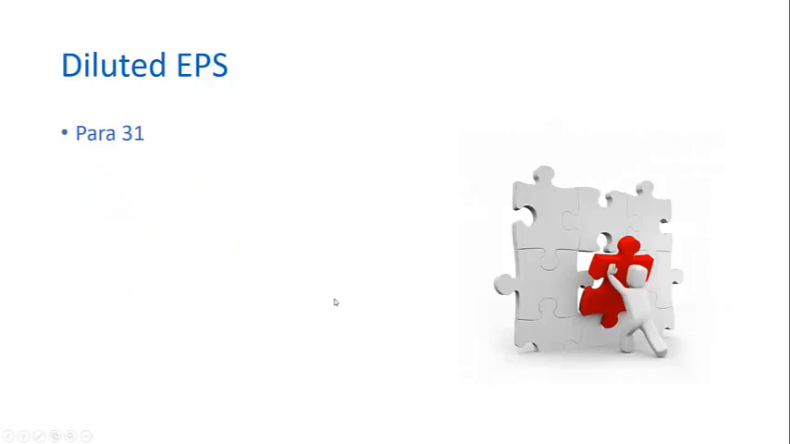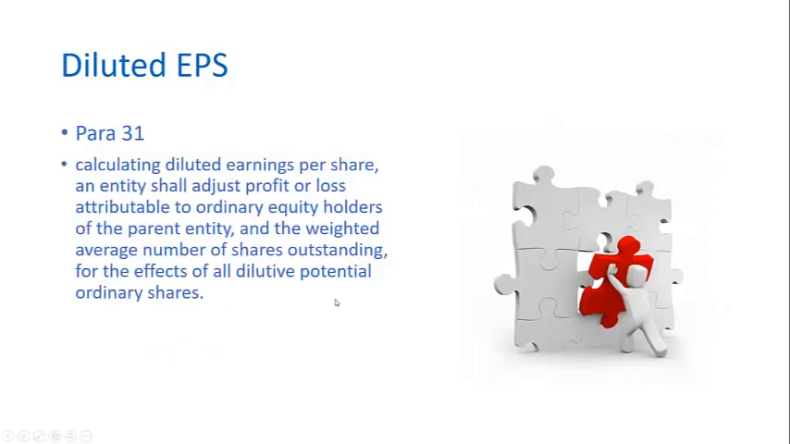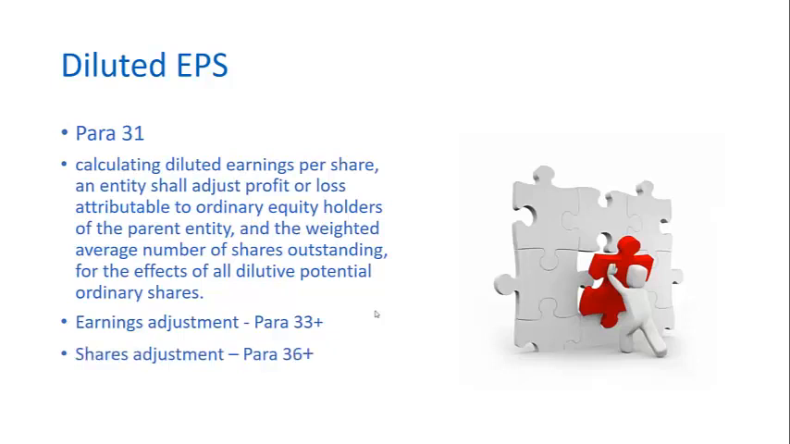So the diluted earnings per share number is calculated by dividing the diluted earnings of the entity, that's the adjusted number, by the adjusted number of weighted average shares on issue. This is to reflect the impact of dilutative securities. So please note there's an earnings adjustment and a number of shares adjustment. You need to be consistent in this process.